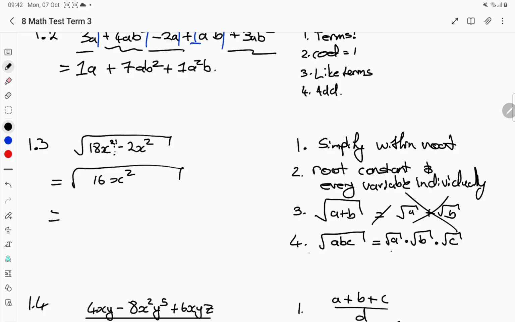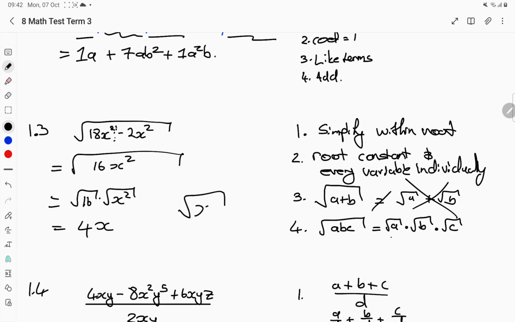And then we said over here, we do apply this rule number 4, and we root every single component. So that'll be then root of 16, root of x squared. This is a times, by the way, if you didn't know. So there's actually a times between them, a multiplication dot. So then we have root of 16, which is 4, and root of x squared, which is then just x.